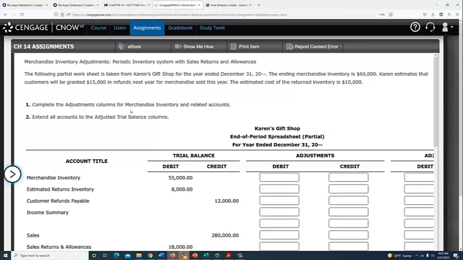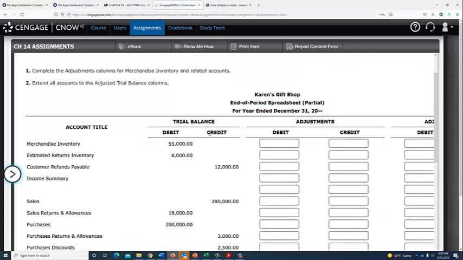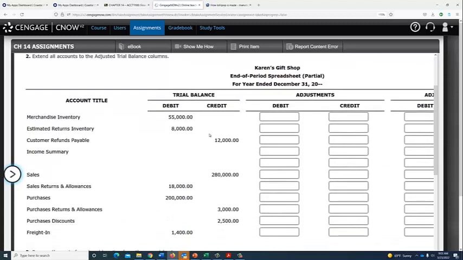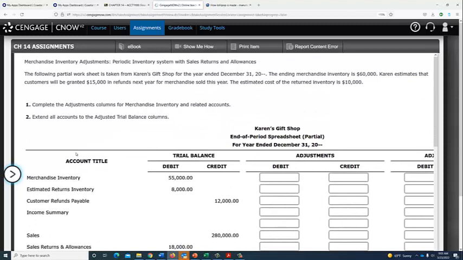Okay, so we're going to complete our adjustments column and then extend those over to the trial balance. So this assignment is going to help you with your worksheet. It's going to show you how to extend your inventory accounts and then how also to extend your income summary account. Okay, so the ending inventory is 60, so I know that's my new figure.